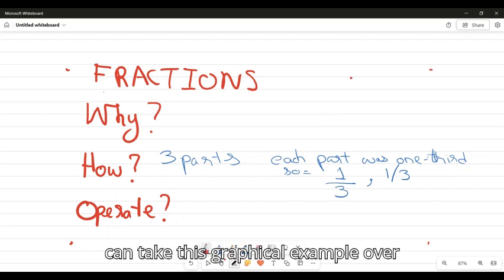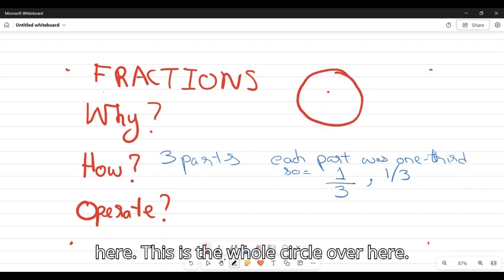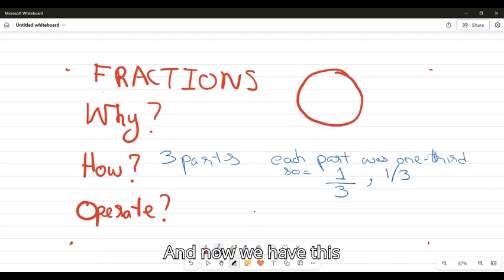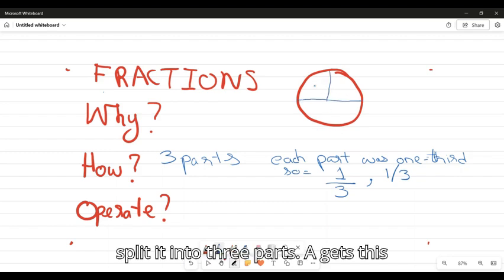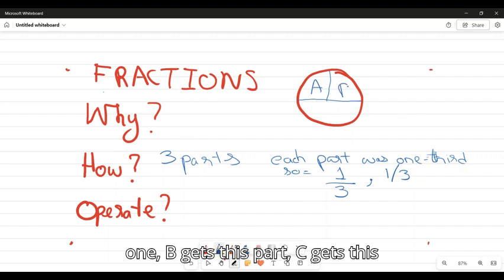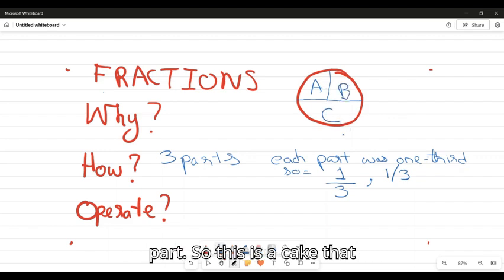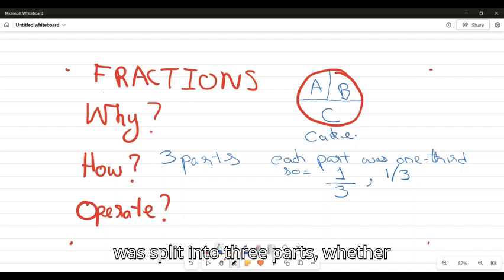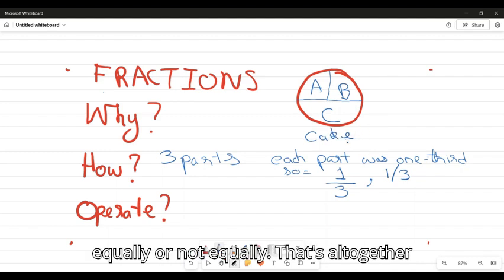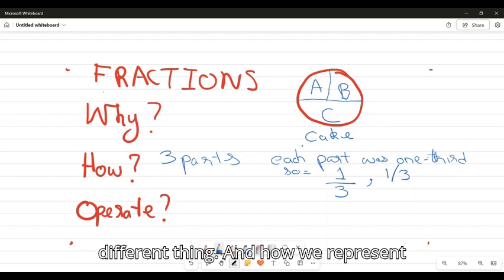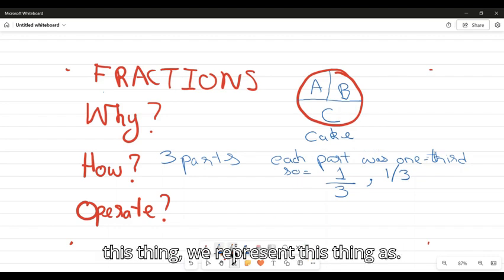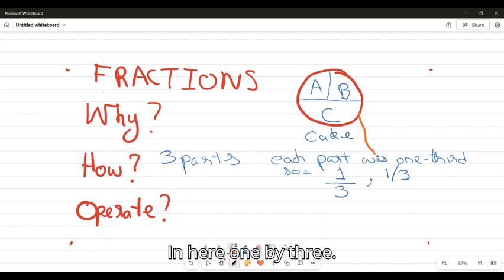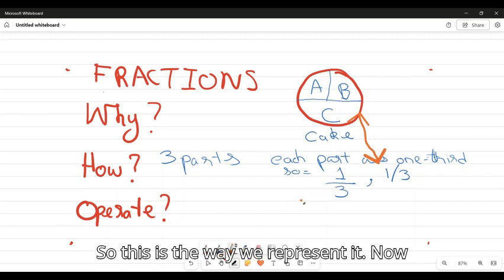And we can take this graphical example over here. This is the whole circle. Now we split it into three parts. A gets this one, B gets this part, C gets this part. So this is a cake that was split into three parts, whether equally or not equally, that's an altogether different thing. And how do we represent this? We represent this as 1 by 3. So this is the way we represent it.